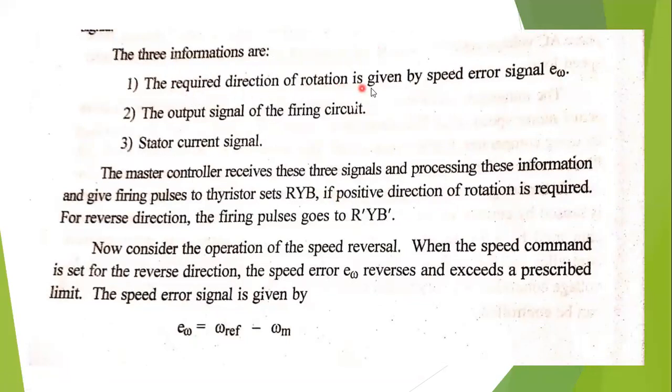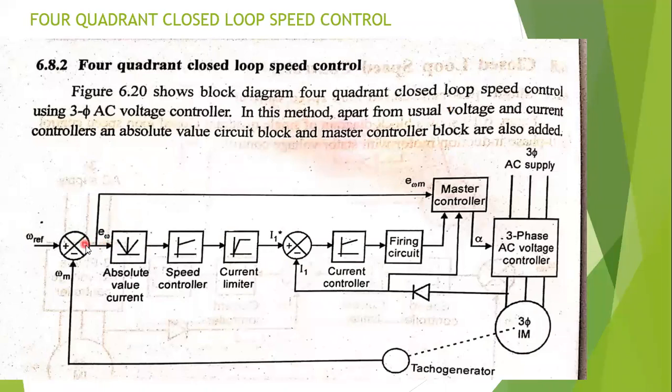The required direction of rotation is given by the speed error signal omega. Understood? This error signal gives the required direction of rotation.